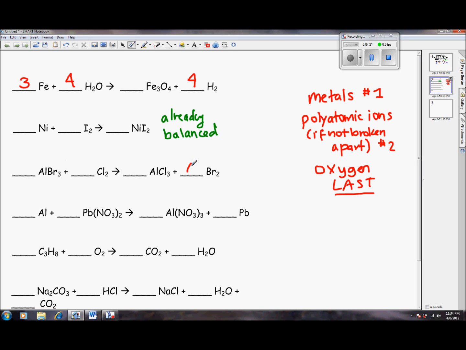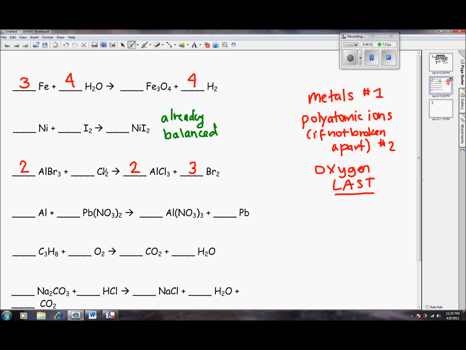So I'm going to make this one. Sorry about that. In order to make this bromine 6, I'm going to put a 3. In order to make this bromine 6, it's already 3, I'm going to put a 2. Now, you'll notice what happened. Now I have 2 aluminums. So I need to go to the right side and also have 2 aluminums. I'm going to put 2 here. Now the aluminums balance and the bromines balance.